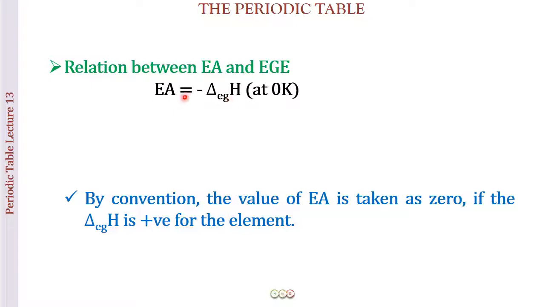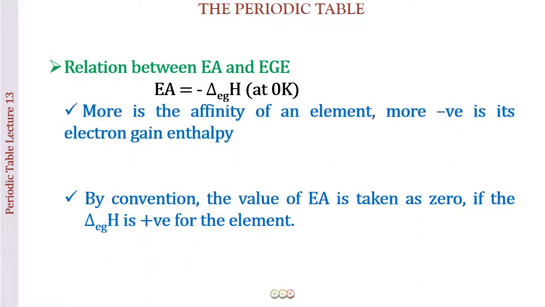Okay, so what is the difference over here? Electron affinity is minus of delta Heg. So this means that the more the affinity of an element, the more negative is its electron gain enthalpy. I hope this is clear. The more the affinity of an element, the more negative is its electron gain enthalpy.